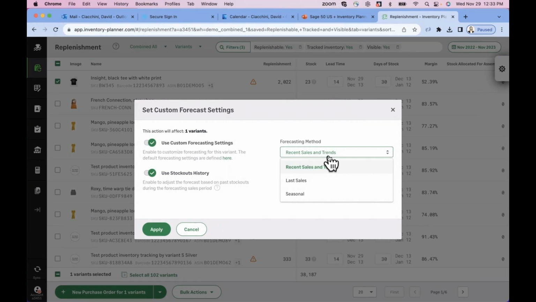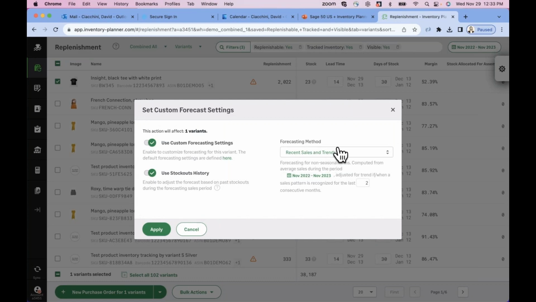First up, we have recent sales and trends. This is a situation where if a product's evergreen, so it sells pretty routinely throughout the year, this is definitely a forecasting method you'd want to consider. Because what I'm telling the system to do is to take a weighted average for a period of time. Now I'm going back a year in my demo account for this item. So this November all the way back to last November. I could go back further, I could go back shorter. So that's completely configurable. But I'm taking a weighted average for that period of time, a year.